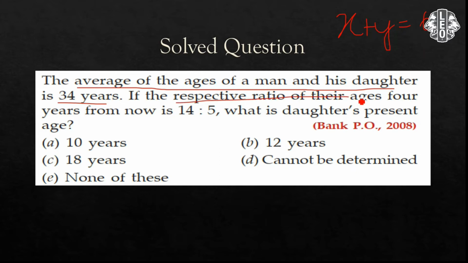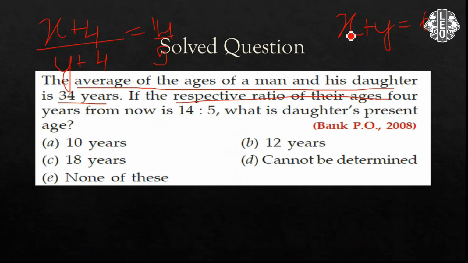The respective ratio of the ages 4 years from now. So as simple as that: (x + 4)/(y + 4) is equal to 14/5. There you have your equations.